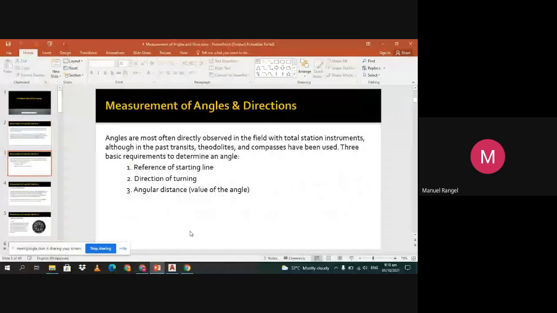Okay, angles are most often directly observed in the field with total station instruments. Although in the past, transits, theodolites, and compasses have been used. So in the past, what was mostly used was just the compass, no? With the three basic requirements to determine an angle, we have number one, the reference or starting line. Of course, that is needed. Then the direction of the turning point. And of course, the angular distance or the value of the angle.